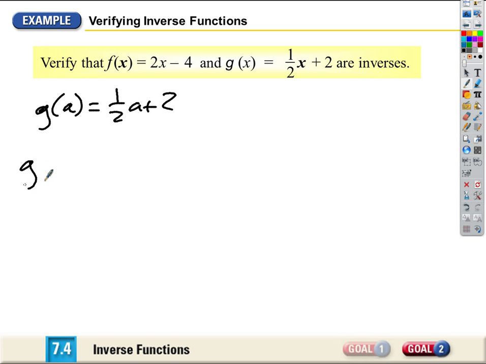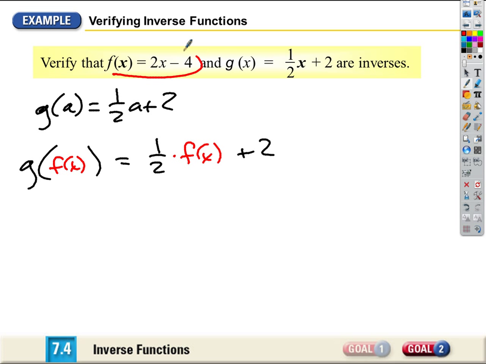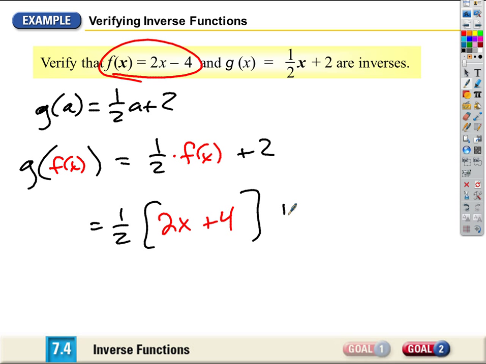So then what's g of f of x? Good, so 1/2 times f of x plus 2, and what's f of x? Well, there's f of x right there, right? So what used to be the f of x, I have to make the quantity 2x minus 4, right? So I get 1/2 times 2x minus 4, whoops, sorry.